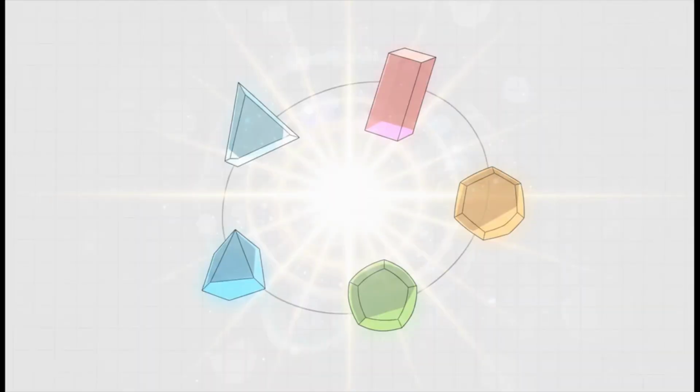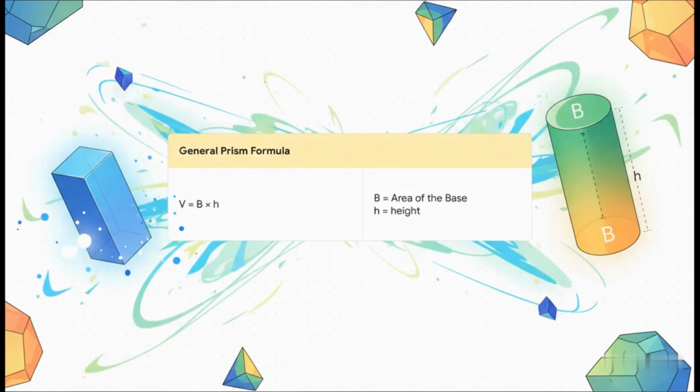Now here's where things get really cool and super useful. It turns out there's one simple formula that works for all prisms, no matter what shape their base is. It could be a triangle, a rectangle, even a hexagon. And here it is. Volume equals B times H. Now that capital B is the key. It stands for the area of the base. So all you have to do is figure out the area of that flat bottom shape, multiply it by how tall the prism is, and boom, you've got the volume. It's a really powerful shortcut that works every single time.